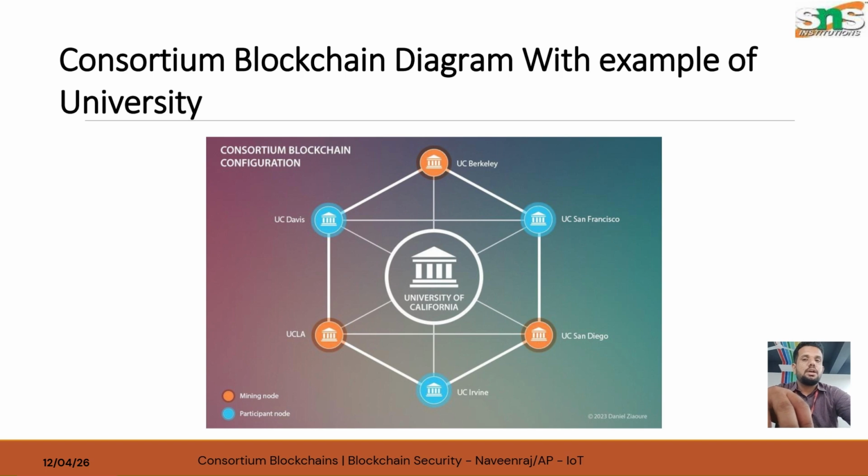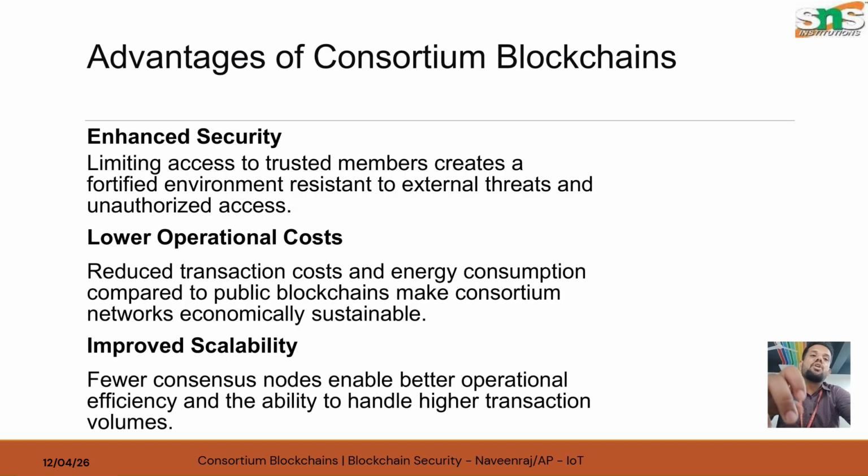Next is the working mechanism. Let's move on to the working mechanism of this Consortium blockchain. Step one is network formation. What is network formation? These organizations agree to form the consortium. Governance rules will be defined here. Next, step two is node setup. Once the network is formed, the nodes will be set up. Each organization deploys a node, and access permissions are assigned.